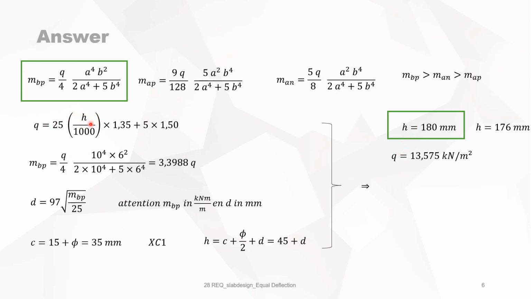We fill this in this expression, and we find the total load, which is 13.575 kilonewton per square meter. We calculate the bending moment, which is 3.4 times the total load. It's 46.14 kilonewton meter per meter. We calculate the other bending moments, and we check if this assumption was correct. So you see MBP is indeed bigger than MAN, and is bigger than MAP. So we are correct. So H is 180 millimeters.